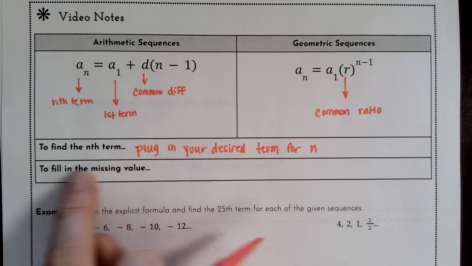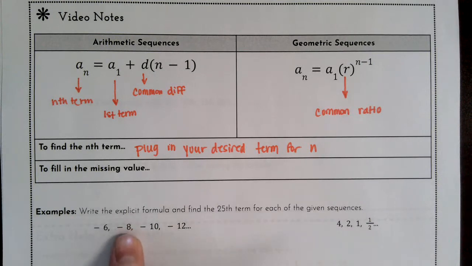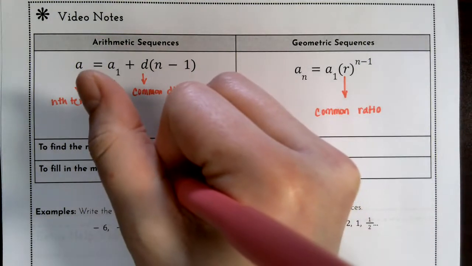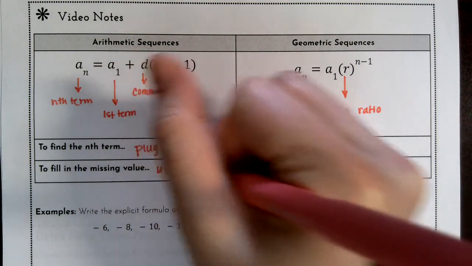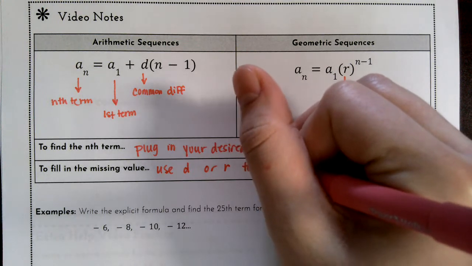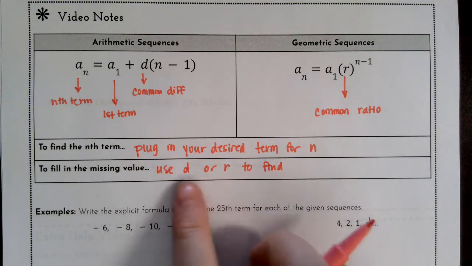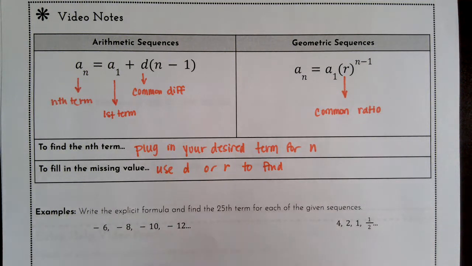The other thing that we could do is ask for a missing value. It'll give you a sequence and then a value would be missing. You can use the difference or the ratio to find that missing term. So you can use it to work either backwards or forwards to find a missing value.